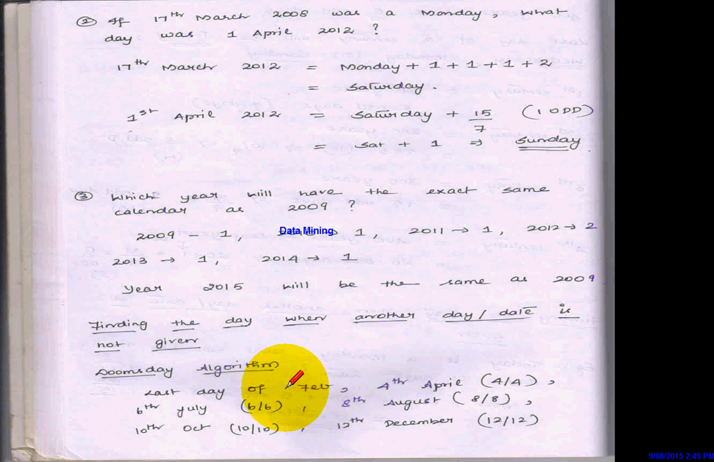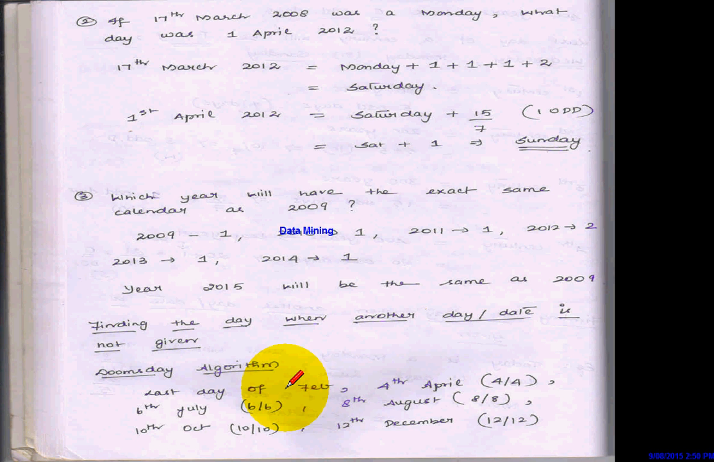Okay, so I need to find the number of days in this. First I need to find out the day of 17th March 2012, and from there I can approach 1st April, that is, find the difference between 17th March 2012 and 1st April 2012. This is the two-step process in calculating the problem. So first I have to calculate the day of 17th March 2012.